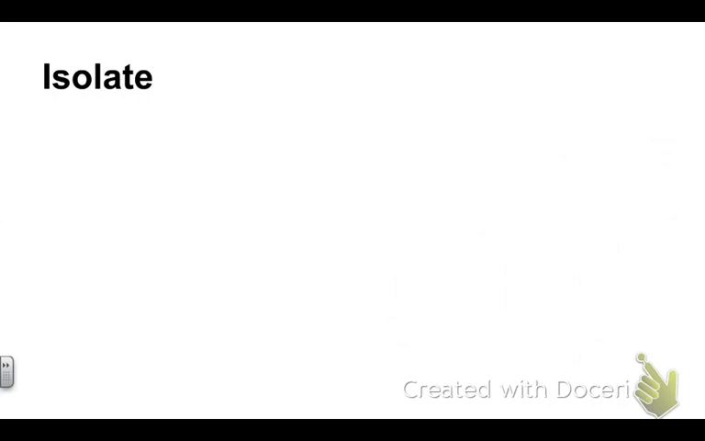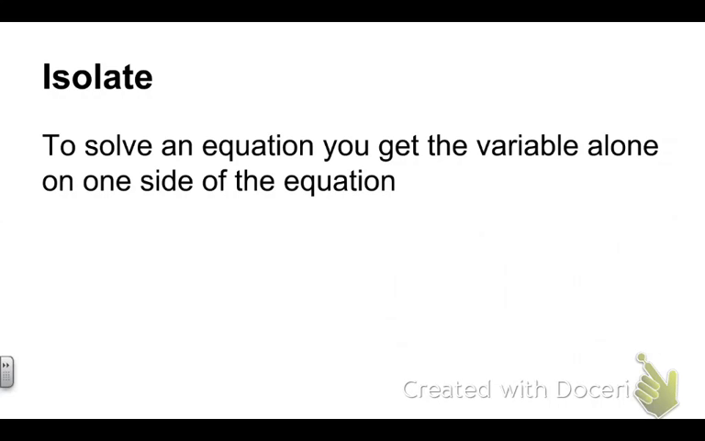Now we're going to be talking about the word isolate. What that means is to solve an equation, you get the variable alone on one side of the equation. You isolate the variable. All right, so we're going to make it equal to that variable. Isolate means alone, so get the variable alone.